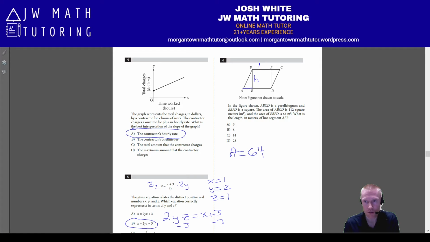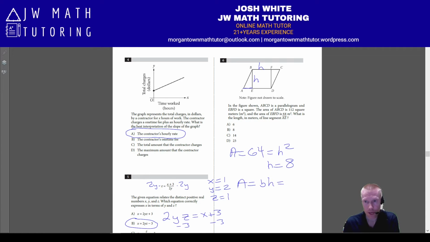So that means if this is h, then this is also h. So 64 is just equal to h times h, or h squared. Therefore, the height of our parallelogram is 8. Now, hopefully you know the formula for area of a parallelogram. Area equals base times height.